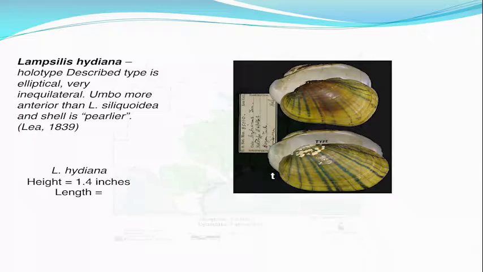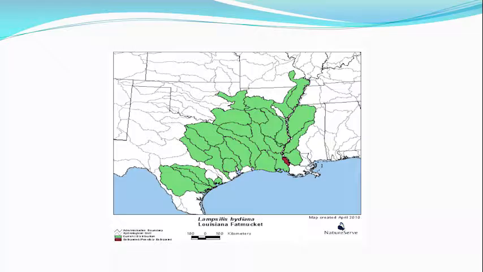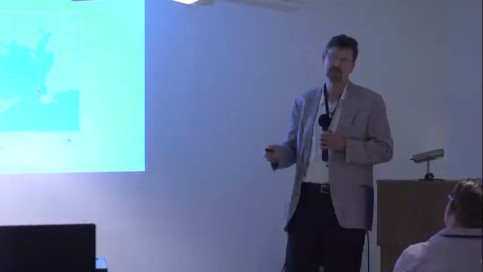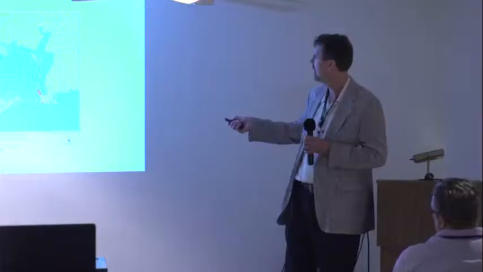And here's the distribution of hydiana. Here's Illinois here. Here's the southern limits of Illinois. So it's never been recorded in Illinois, but it is this Western Gulf drainage species. So that's why it hasn't been recorded in Illinois. No one's been finding it there. No one's considered it to be part of Illinois. But it's possible, perhaps, that it is actually found in the southern part of the state, just never been recognized as such.